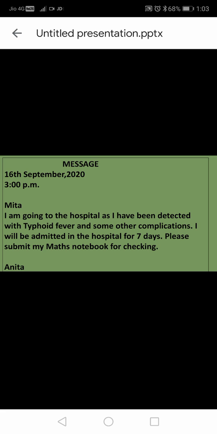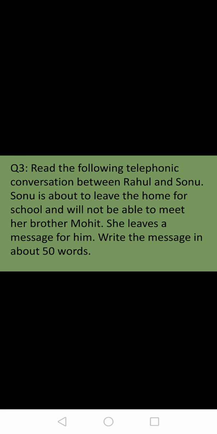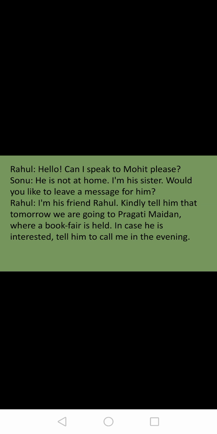Third, one more example. Read the following conversation between Rahul and Sonu. Sonu is about to leave the home for school and will not be able to meet her brother Mohit. She leaves a message for him. Write the message in about 50 words. Now Rahul and Sonu are talking.